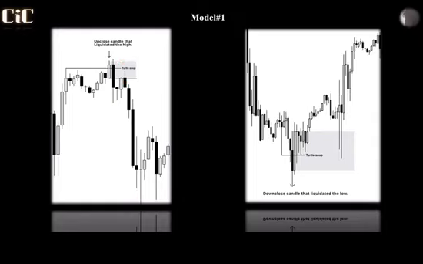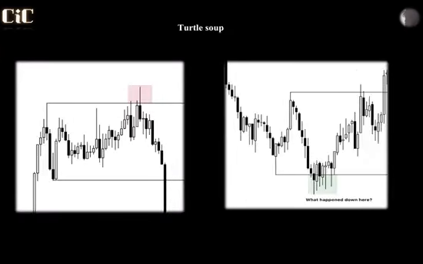Right, now I went a bit deeper than I was intending to in the summary. But in plain English, bearish model number 1, up close candle, liquidated the high. Bullish model number 1, down close candle that liquidated the low. Next we have turtle soup.